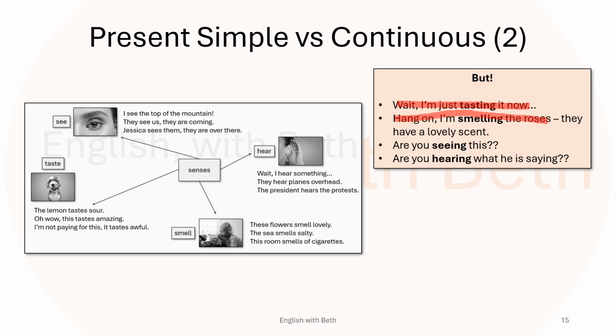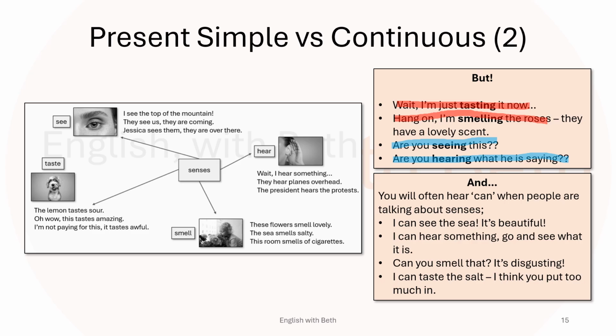In these other two examples, here and here, we are using present continuous to add emphasis or to show surprise or shock. So, are you seeing this? We are surprised about something. Or, are you hearing what he is saying? We're surprised, we're in shock, and we have used present continuous to emphasize that.